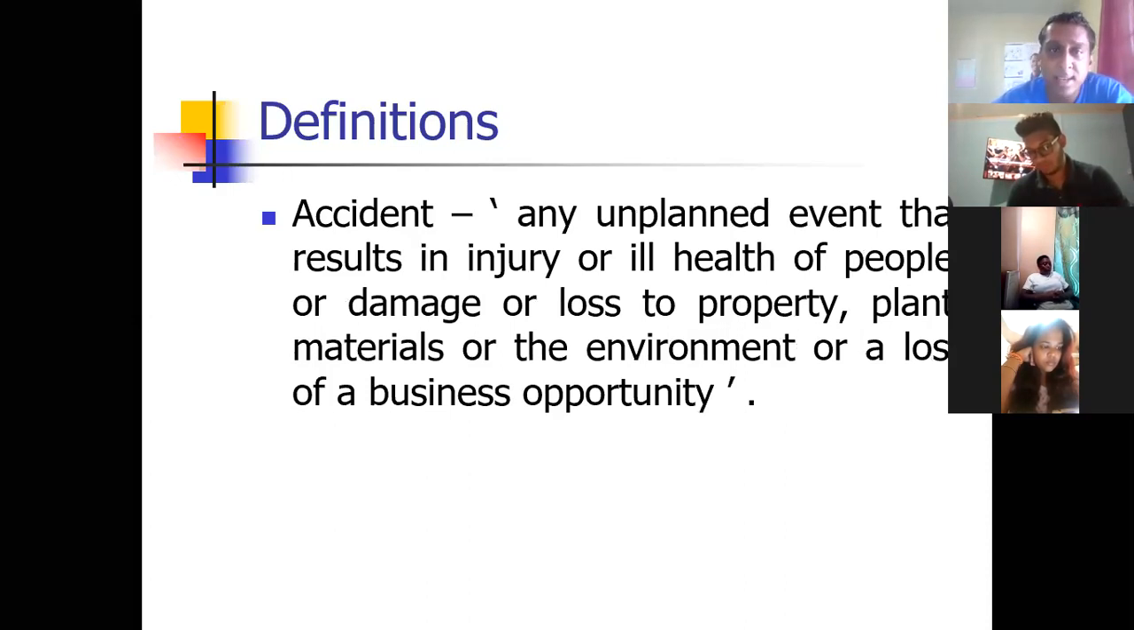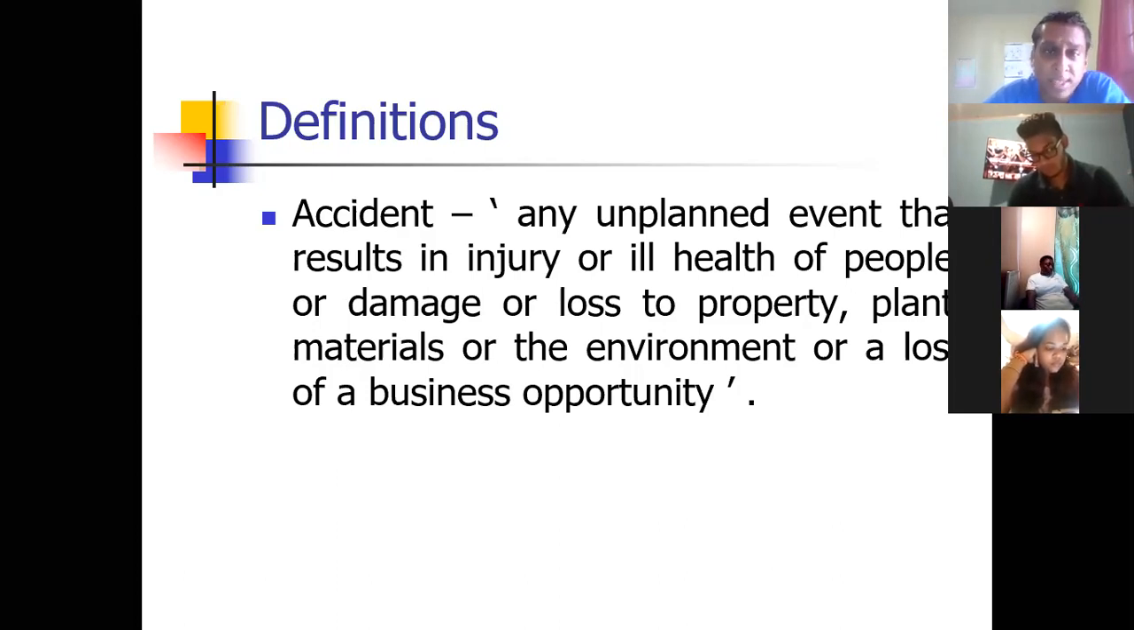An accident is any unplanned event that results in injury or ill health of people, or damage or loss to property, plant, materials, or the environment, or a loss of a business opportunity. The main thing to know here is that an accident is normally unplanned and the outcome is never good. If you look at people, it's injury, ill health, and sometimes death. To the property, it's damage and whatever have you.